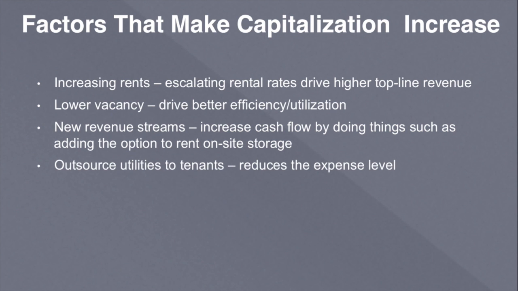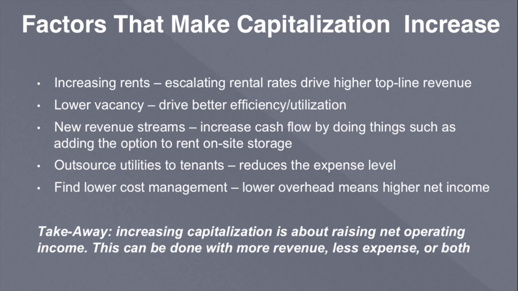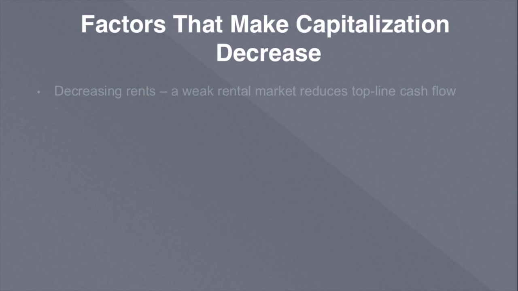So what about utilities? I should have mentioned that. Why didn't I think of that at the time? Well, utilities, sometimes you can separately meter your apartment buildings or mobile homes, and you can increase revenue by charging for utilities. What about lower cost management? If you reduce your expenses, you're going to improve your cap rate. Okay, so the takeaway is, you either raise your revenue, you raise your income, or you reduce your expenses. Hopefully you do both, and then you really increase your cap rate.